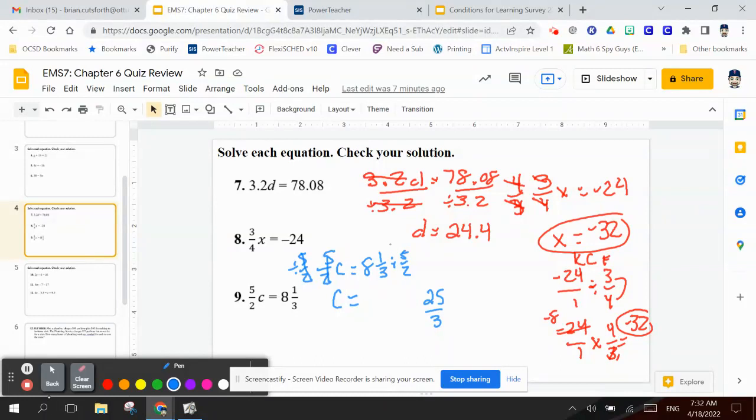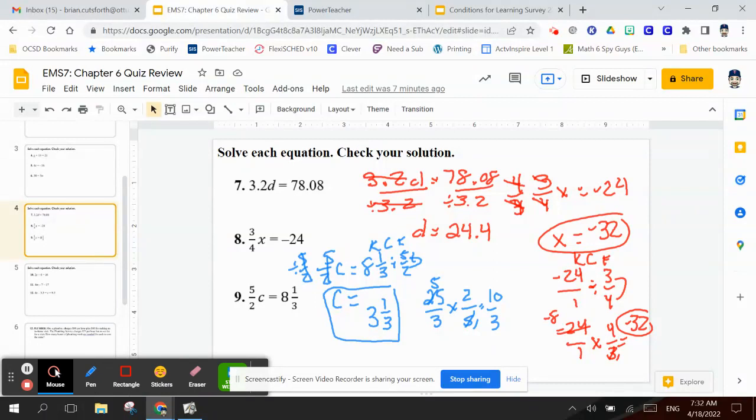So I'm just going to keep, change the sign from divide to multiply, flip the second fraction to 2/5. 5 goes into 5 once, 5 goes into 25 5 times. 5 times 2 is 10 over 3. 3 goes into 10 3 times with 1/3 left over. I can only recommend using a calculator on those types of problems.